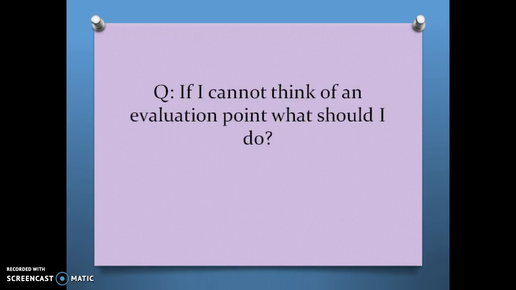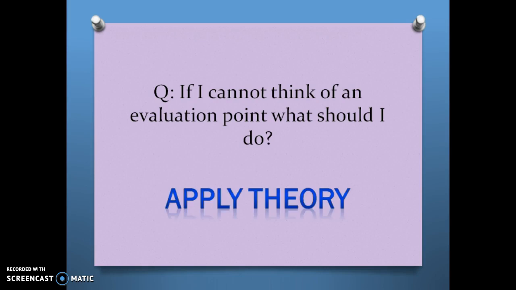If I cannot think of an evaluation point, what should I do? Well, go back to your theory. What would feminists say? What would Marxists say? Or is whatever argument relevant in today's society in a postmodern world? If it's asking you about gender roles, for example, is it relevant in today's postmodern society where there is diversity of family types, the instrumental and expressive roles or whatever? So you can always comment on what different sociologists would think about it. Okay, so in clarification, apply your theory.